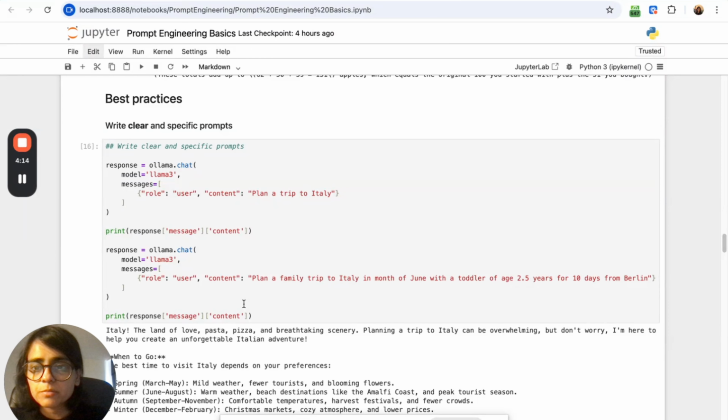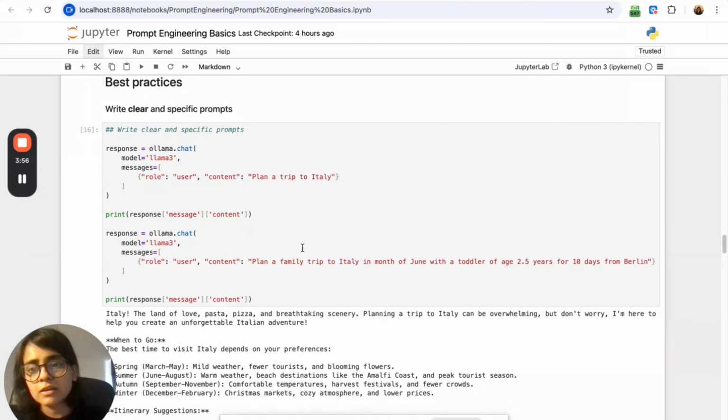So, moving on to some of the best practices that you can follow for writing good prompts. The first one is to write clear and specific prompts. For example, if I give an LLM a prompt like "plan a trip to Italy," then it will come up with a very generic response.